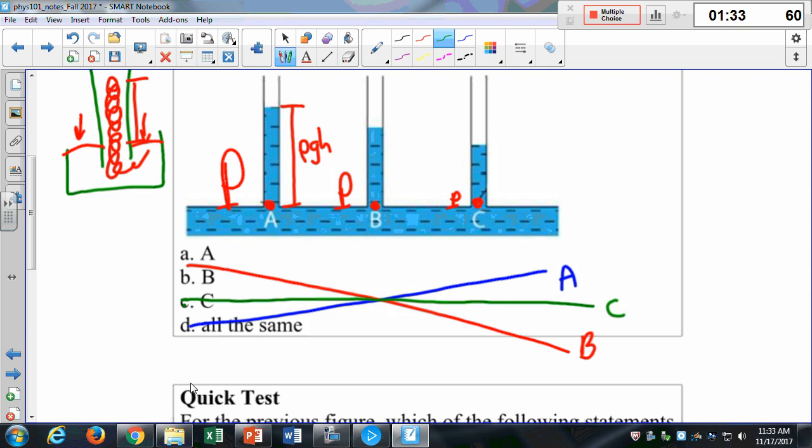All right, I'm going to stop at 140, okay? 140.